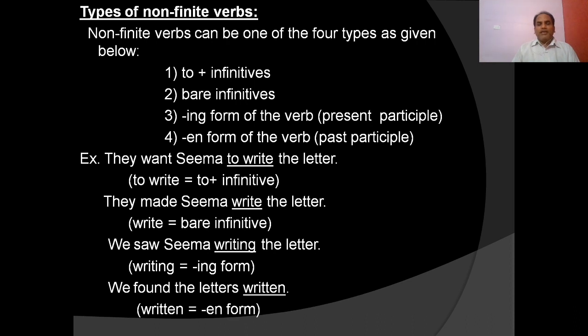They made Sima write the letter. Made is the main verb in this sentence, and write is the non-finite verb, and it is a bare infinitive, or verb without to. Third example, we saw Sima writing the letter. Here saw is the finite verb, writing is the non-finite verb, and writing is the ing form of the verb. And we found the letters written. Here found is the main verb and written is the non-finite verb. And written is the en form of the verb or past participle form of the verb.